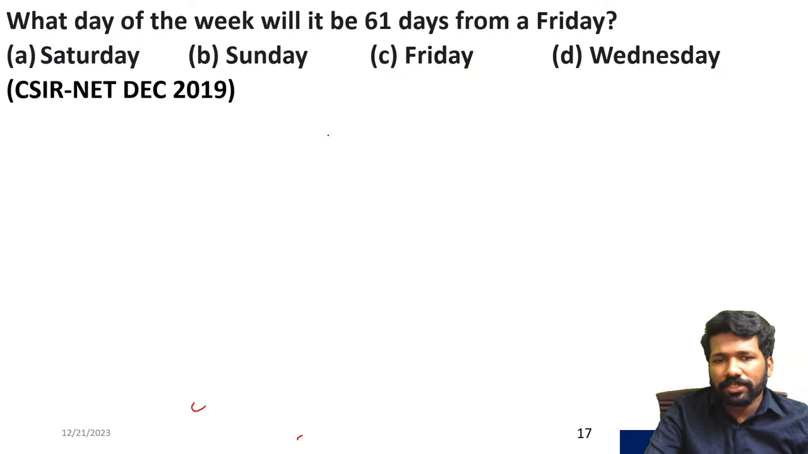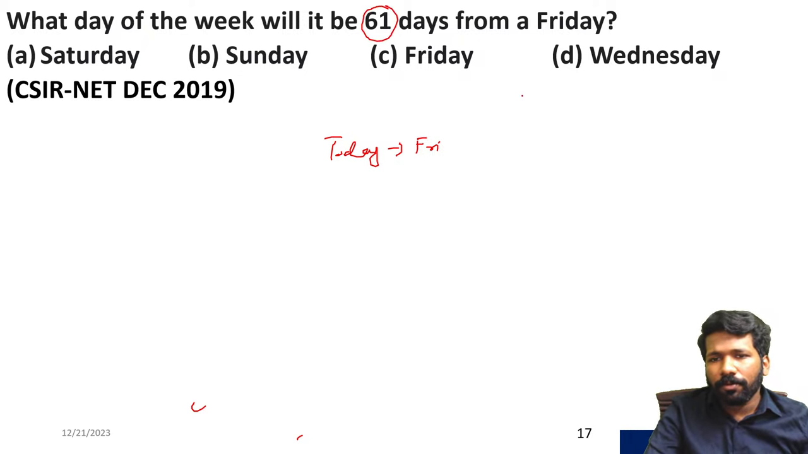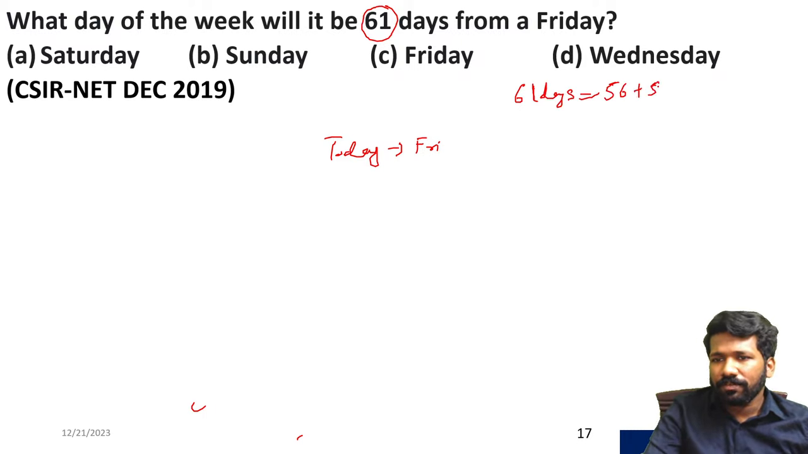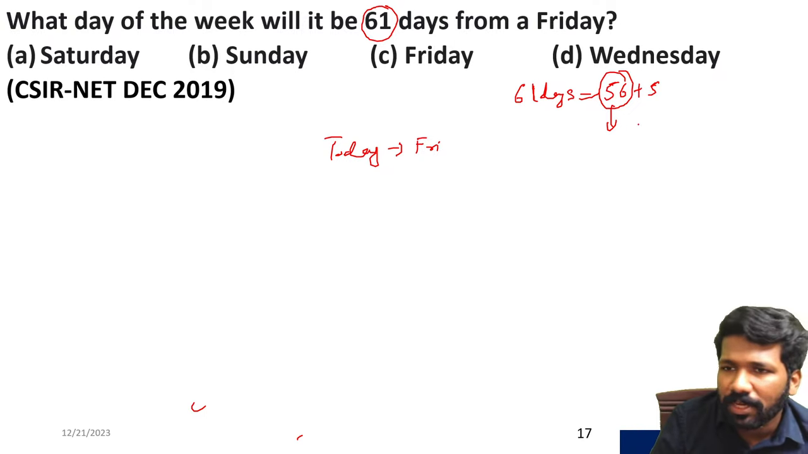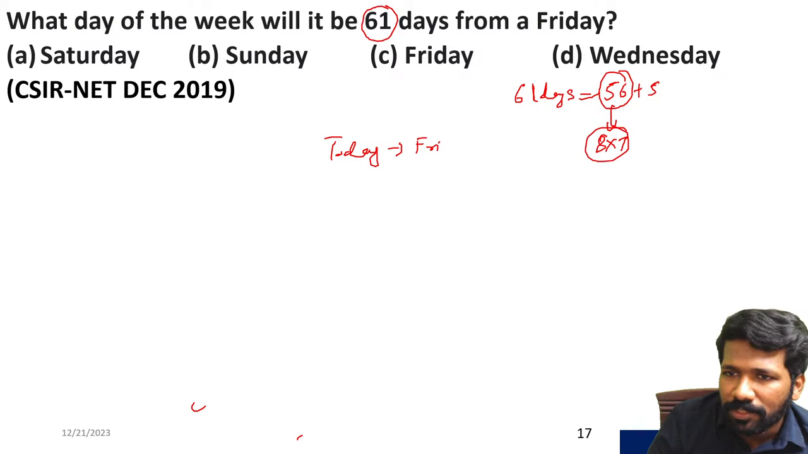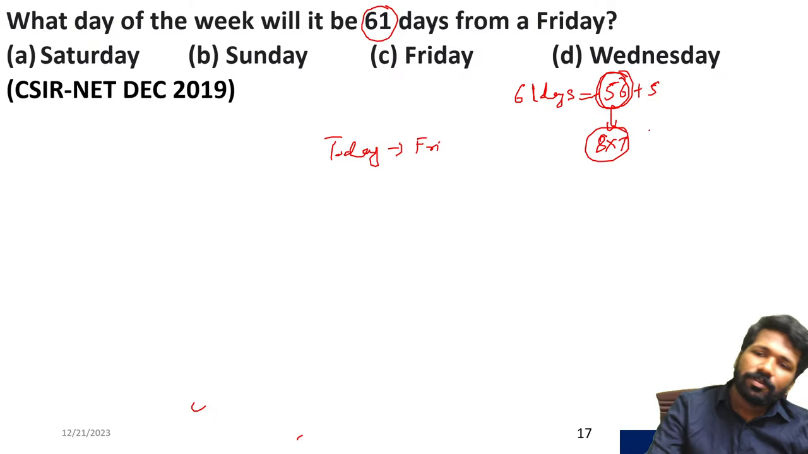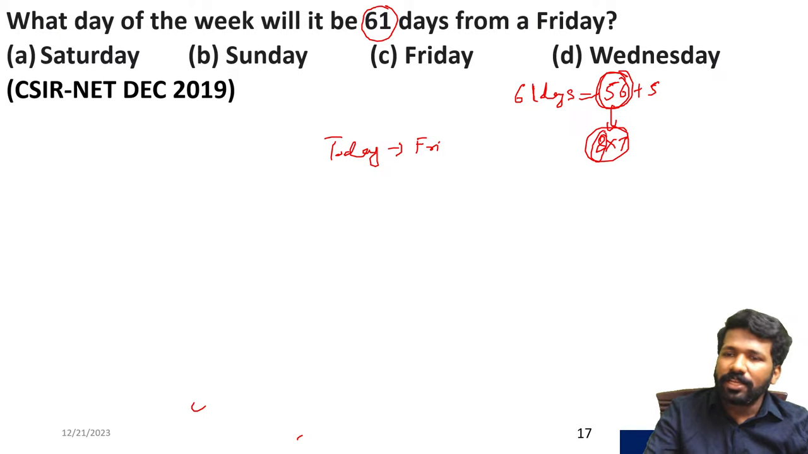So just assume today is a Friday. If today is a Friday, 61 days from today will be what day of the week? That is the question. As I told, odd days is important. 61 days means, if you write it as 56 plus 5, then the question is over. What is 56? 56 is the number of days after all complete weeks are taken out. 8 complete weeks are there. 8 into 7 is 56.